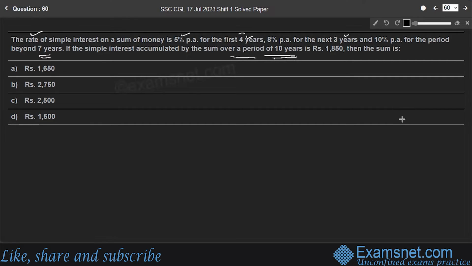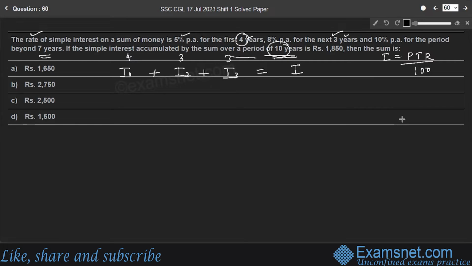So for the period of 4 years, we need to find the simple interest first. Let I1 be the simple interest for the period of 4 years. For the next 3 years, let I2 be the simple interest. For the last 3 years, because over the period of 10 years the interest is given, so first 4 years, next 3 years, and the remaining period is 3 years. Their sum is equal to the total simple interest. We know the formula for simple interest, which is PTR by 100: principal into time into rate of interest by 100.